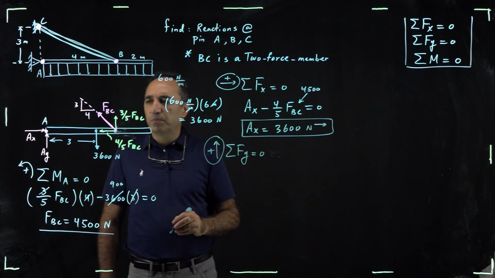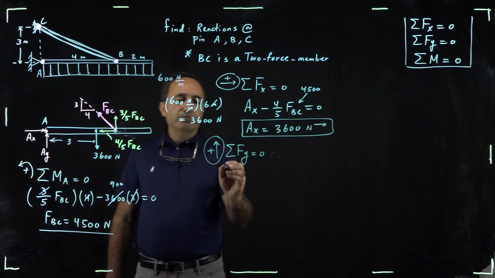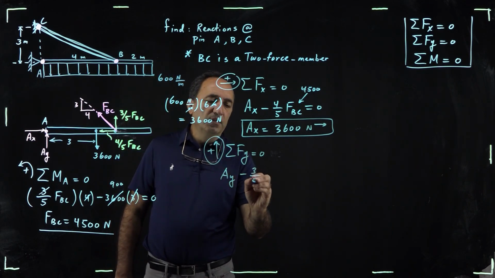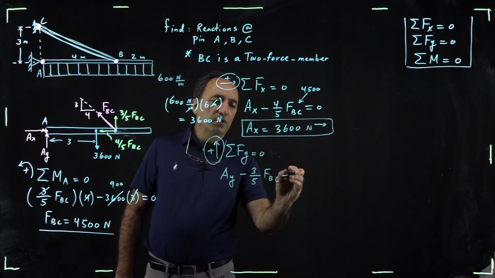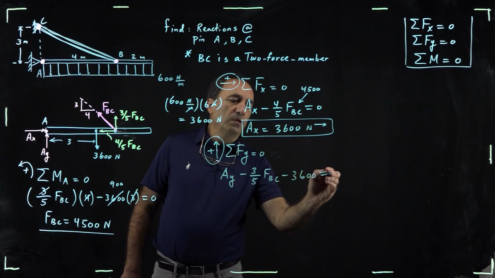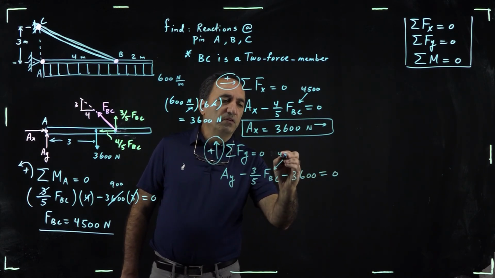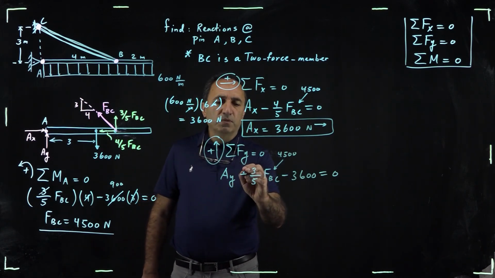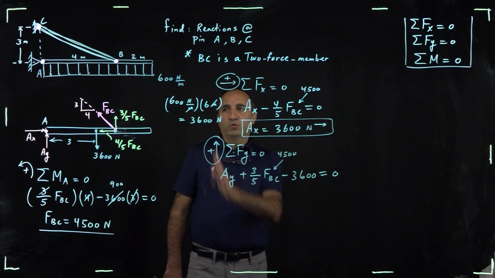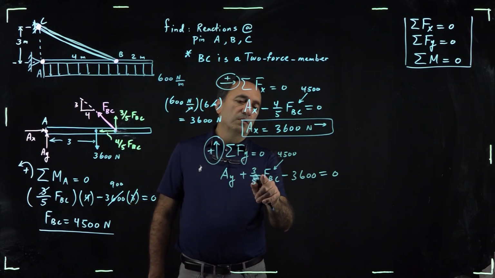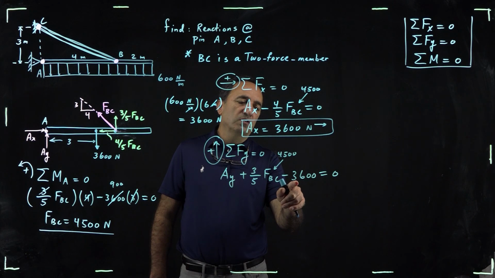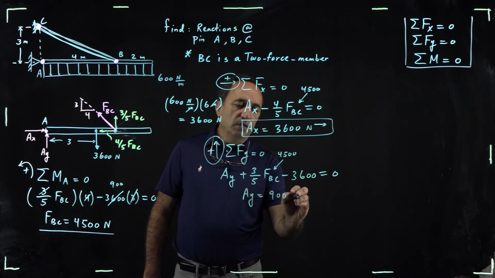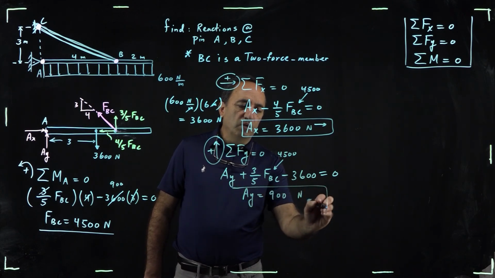In the y direction, similarly, we try to balance forces. We pick that to be positive. So look, we have AY. We have the 3/5 of FBC, and don't forget the 3,600 load. Again, if you put 4,500 here, 3/5 of 4,500 becomes, this is by the way positive, sorry, pointing up. So this becomes 2,700 minus 3,600, which is minus 900.